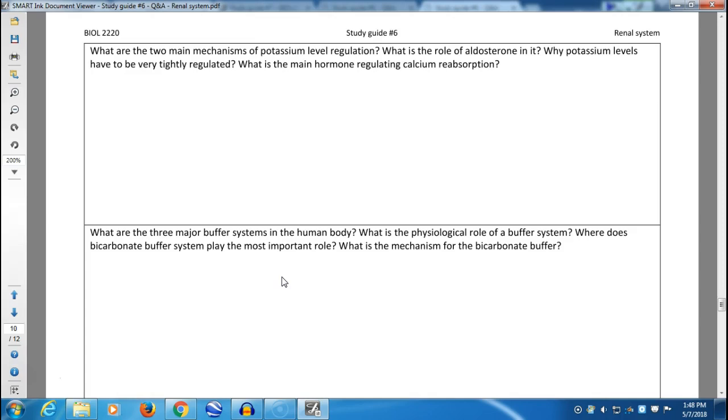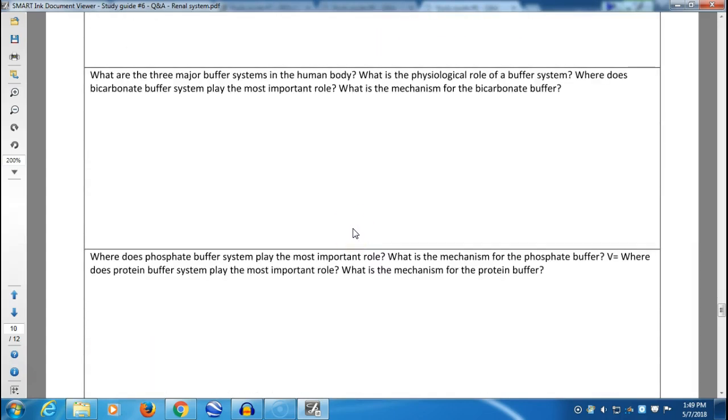So, the main hormone regulating calcium reabsorption? Parathyroid. Period. That's all you need to know. Know that PTH regulates calcium reabsorption. Three major systems, know these three: phosphate, bicarbonate, and protein systems, and where they play the role.